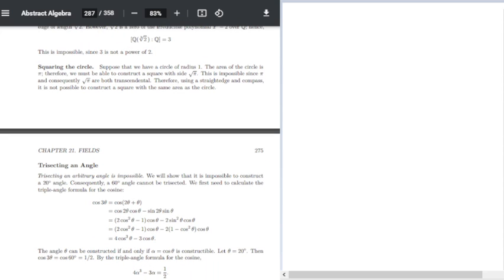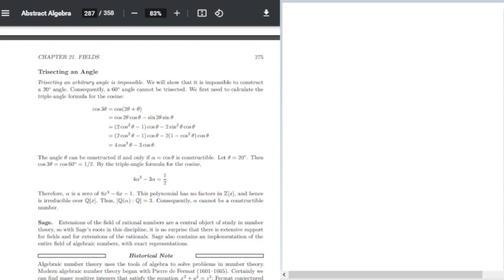Squaring the circle. Suppose that we have a circle of radius 1. The area of the circle is pi. Therefore, we must be able to construct a square with sides square root of pi. This is impossible since pi, and consequently square root of pi, are both transcendental. Therefore, using a straightedge and compass, it is not possible to construct a square with the same area as a circle. Trisecting an angle.